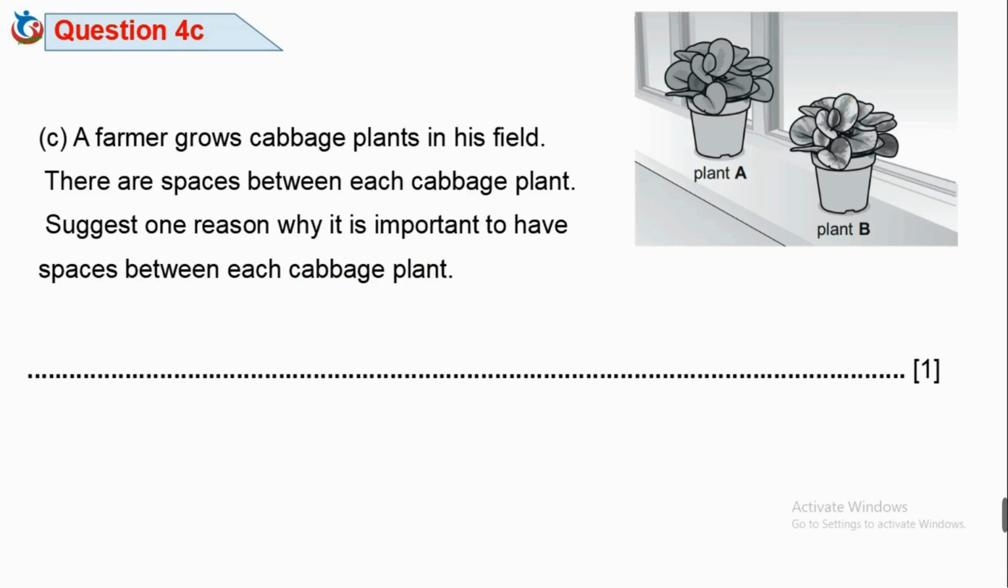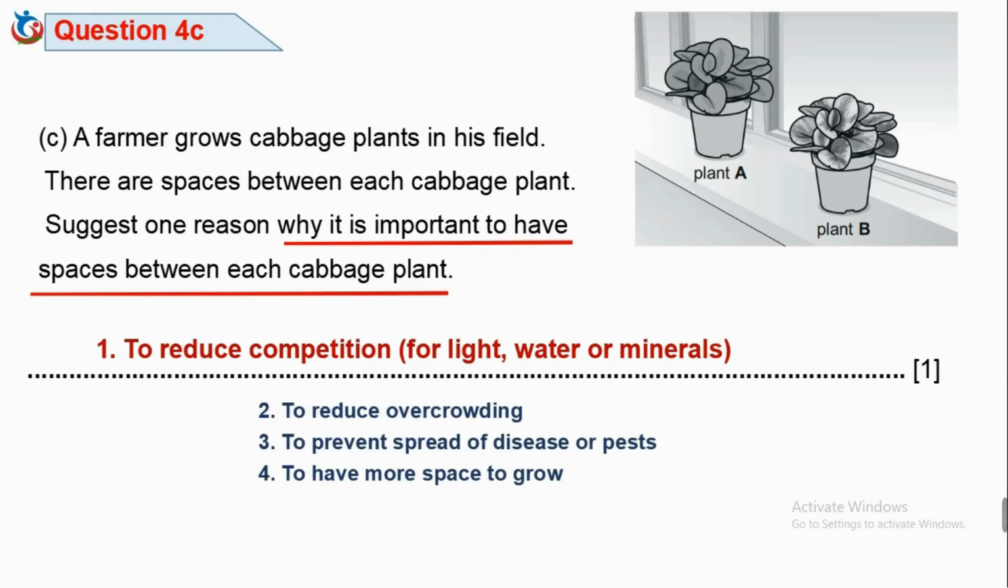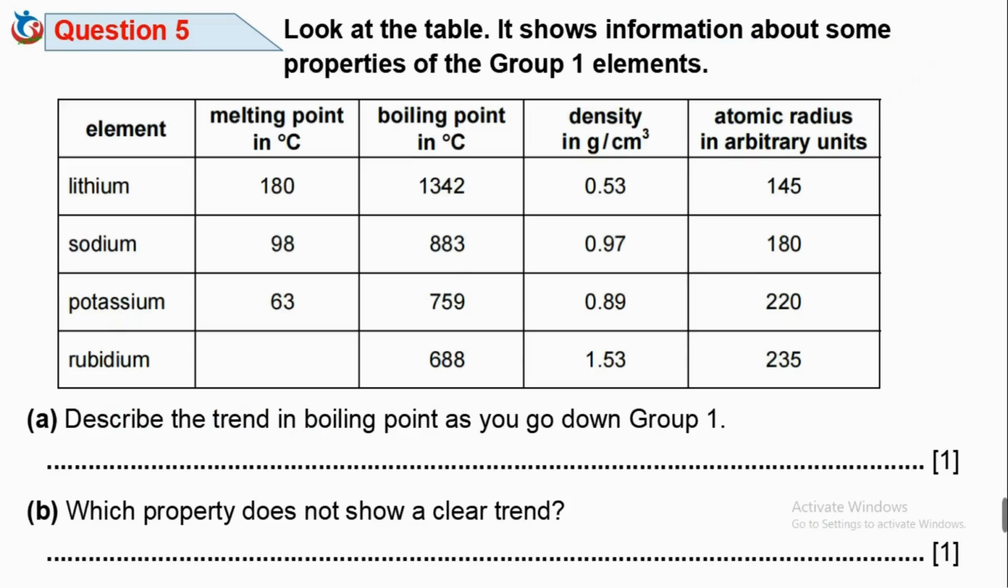Question 4c. A farmer grows cabbage plants in his field. There are spaces between each cabbage plant. Suggest one reason why it is important to have spaces between each cabbage plant. It is important to have spaces between each cabbage plant mainly to reduce competition for light, water, or minerals. So aside these, other importance of spacing in plants include to reduce overcrowding, to prevent spread of disease or pests, to have more space to grow. All these are correct.